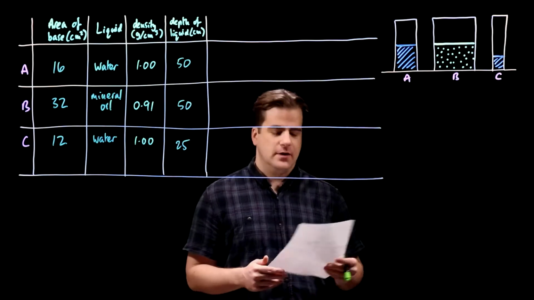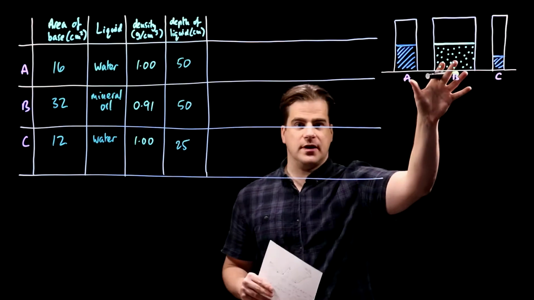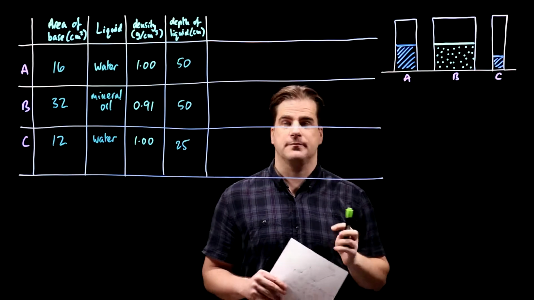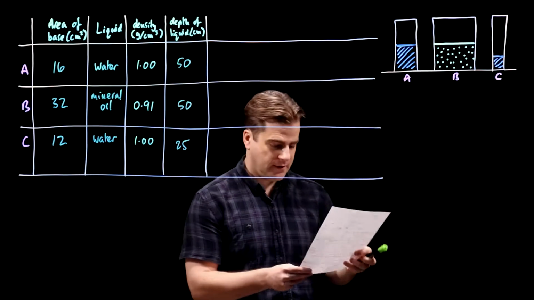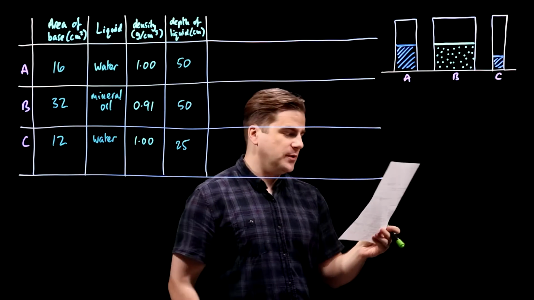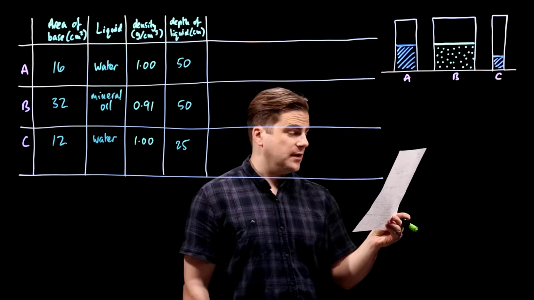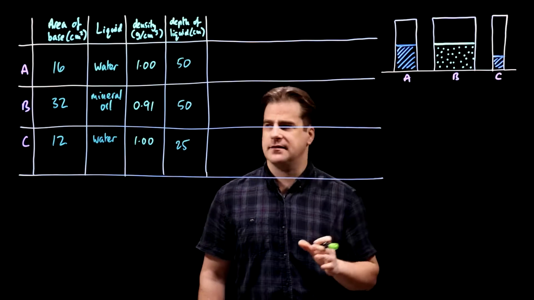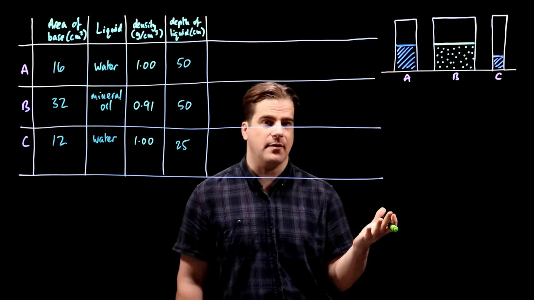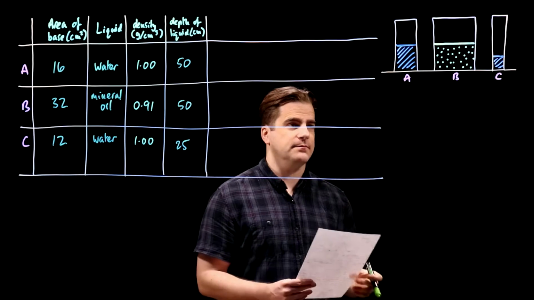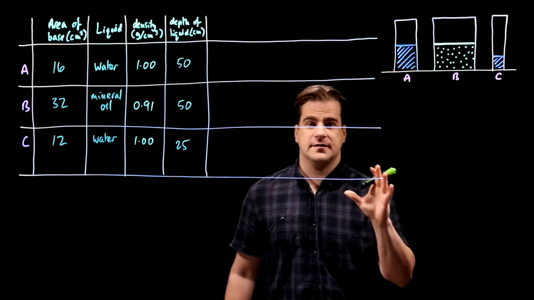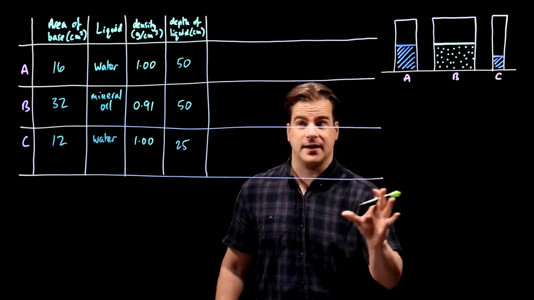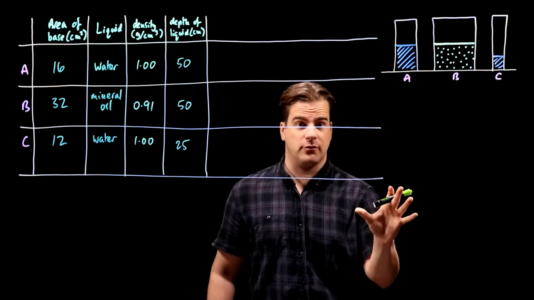Okay, let's go. So, we have these three containers here. This one has water in it, this one has mineral oil, this one has water. We've been given this data and we have to explain which container has the highest pressure at the bottom and which has the lowest. Now it says explain, it didn't say calculate, so you can get the marks just by explaining in this question. So let's start with an explanation, and then you can also get the marks by doing the calculation, and we'll do that too. We'll do it both ways.